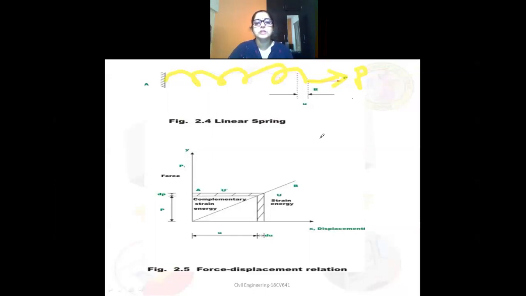So this is a linear spring. What is this force displacement relationship? Along the y-axis there is force, along the x-axis there is displacement, right? As the force increases, the displacement also increases, and it is linear up to a certain point. So some amount of energy is stored. That is called the complementary strain energy, right?